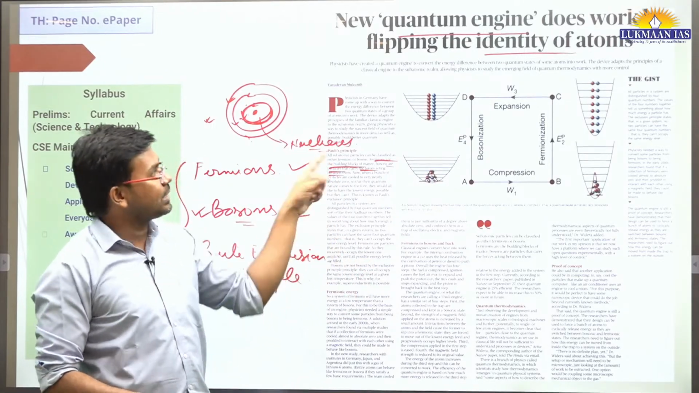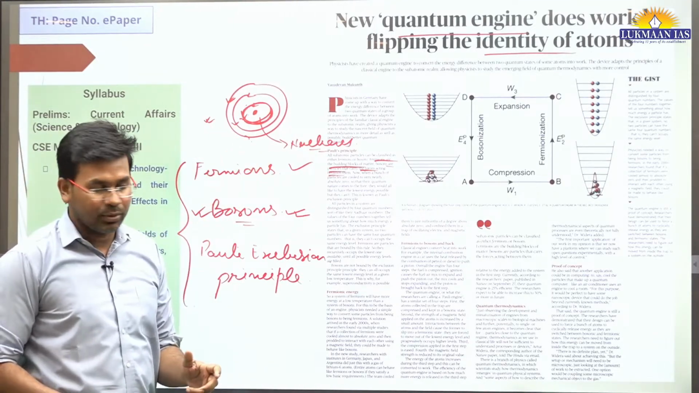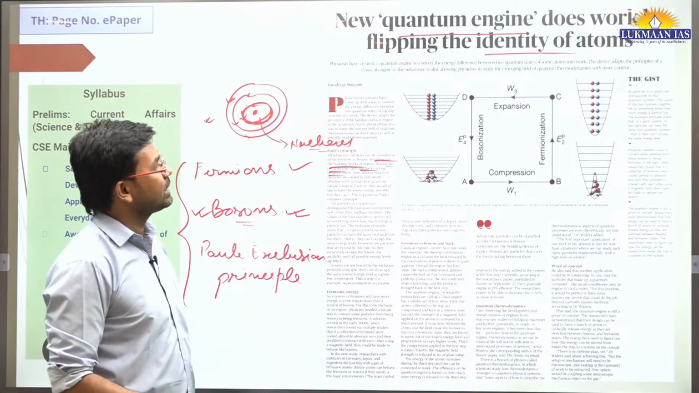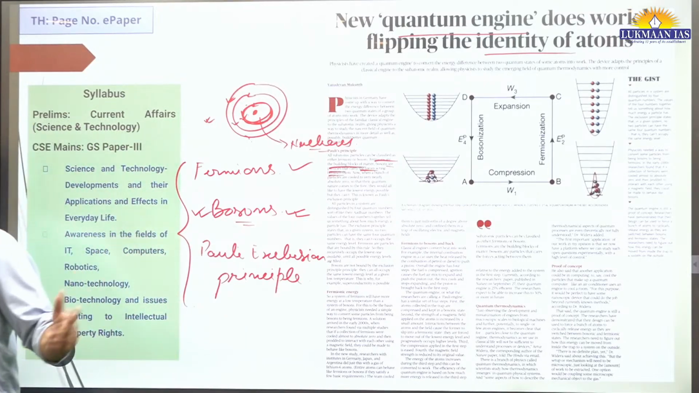Okay, so that's why they have said that by flipping the identity of the atoms. Okay, so they have discussed this thing. So here they have discussed about, let's say, 4 different types of quantum numbers. One is known as principal quantum number, then we have azimuthal quantum number, we have magnetic quantum number, and we have spin quantum number.